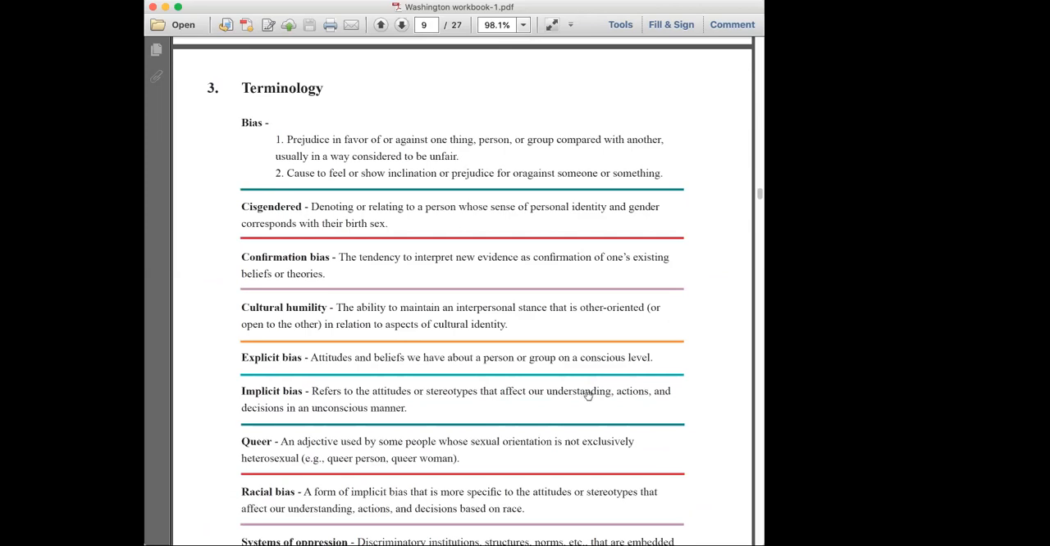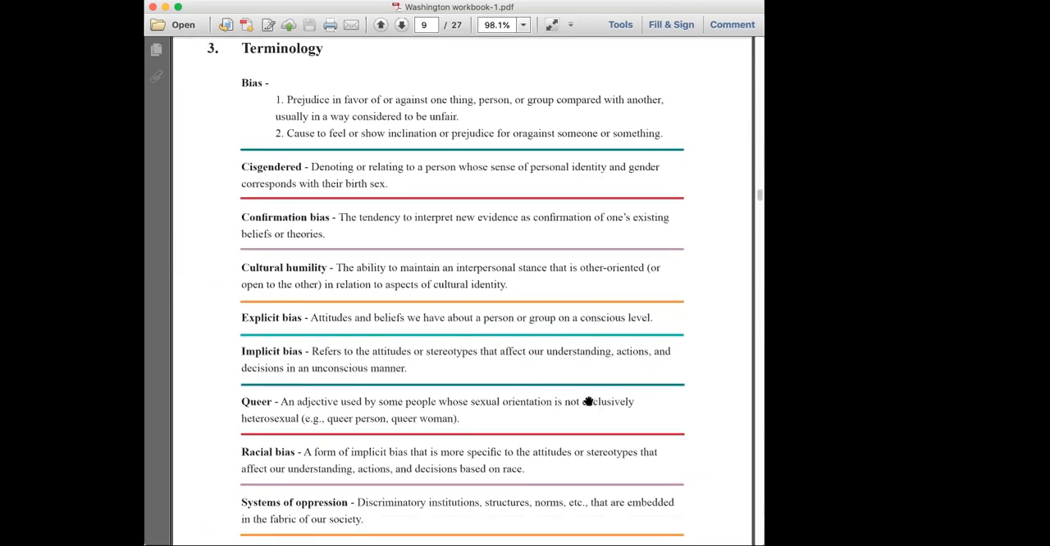The next section gives you some basic terminology of different words that you may see throughout the workbook. Some of these terms are terms that you may already be familiar with. Some of them may be very new terms to you. And so if you come across any of these words in the workbook, feel free to come back to the terminology section to read a little bit more about the definition so that you're really understanding the context in which we're using the words.